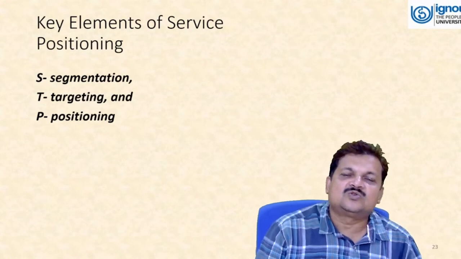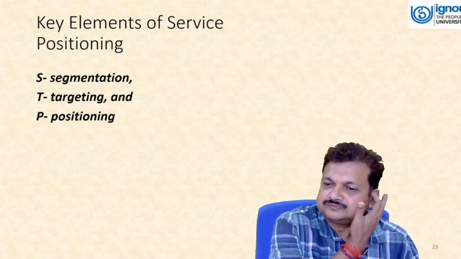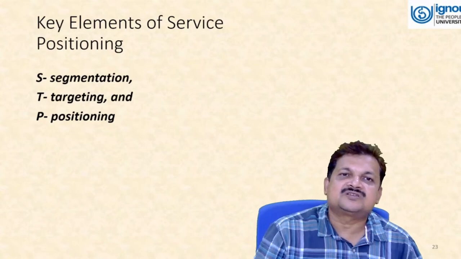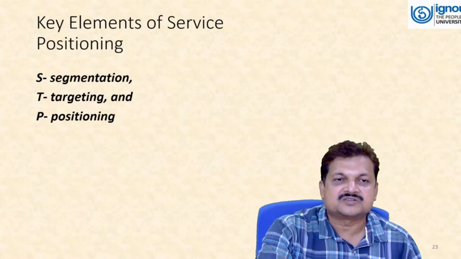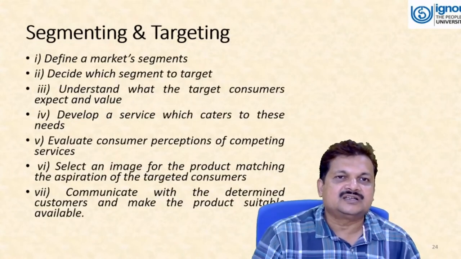Targeting, once you know which kind of people are there, you try to target those people that your service is meant for, that particular target group. And through the 4 P's or the 7 P's in services, you are trying to position your product or services. So that is what you are trying to do. So segmenting and targeting is defining the segment.